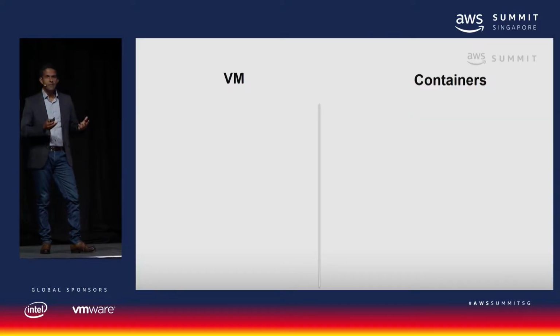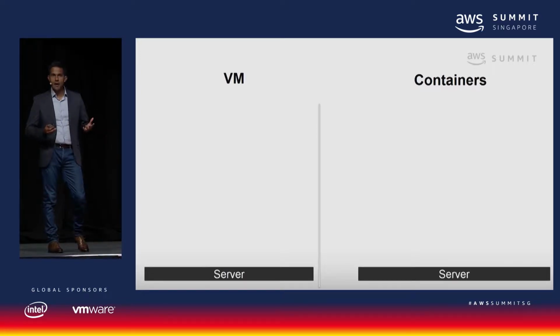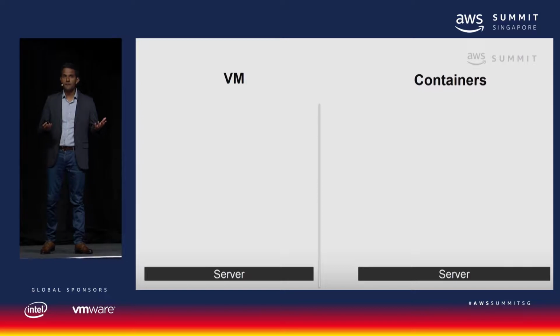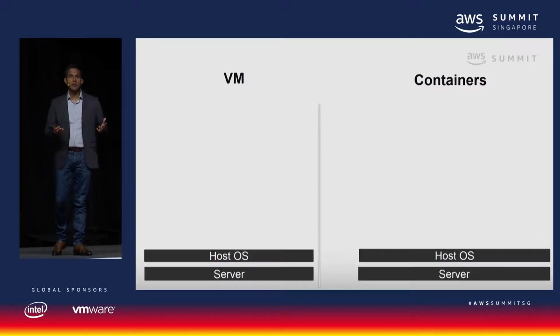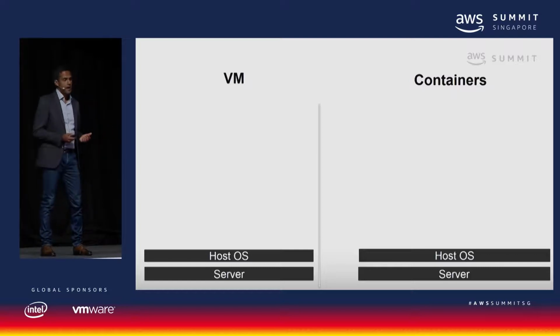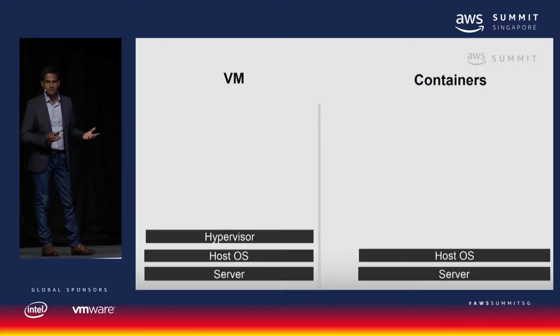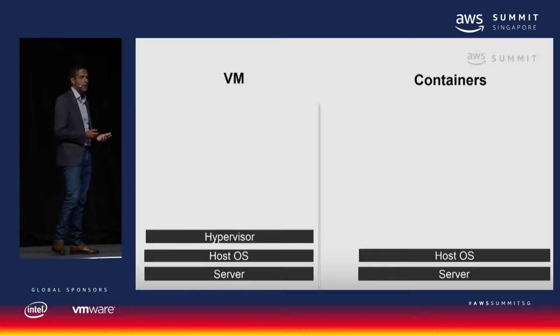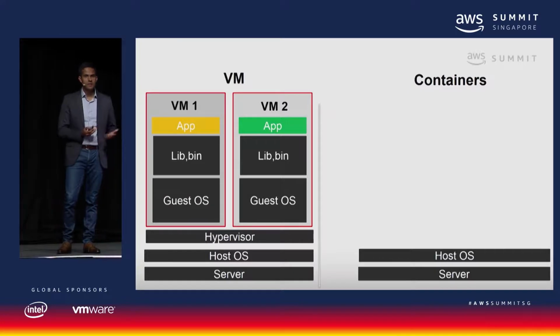If you compare a virtual machine to a container, of course, both need to have some servers to run, right? Some kind of physical hardware. They both need to have a host operating system to run. And in the case of virtual machines, you have a hypervisor. And on top of this hypervisor, you are running the virtual machines, right? So in this case, you have two virtual machines.